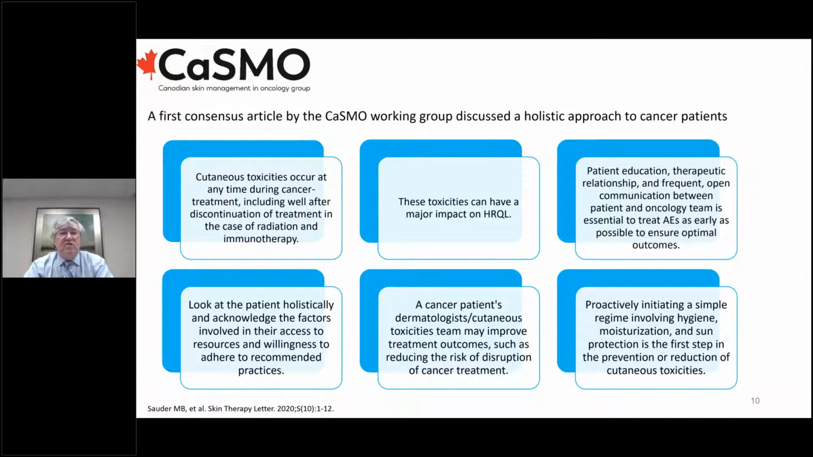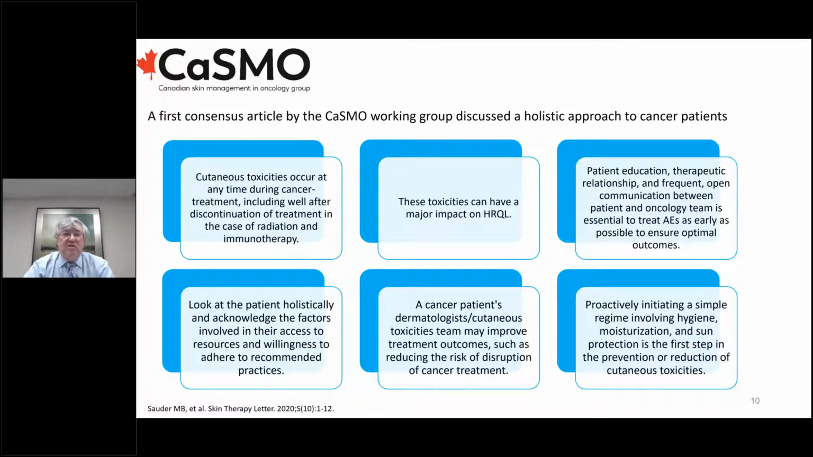So the first consensus article had a lot of just kind of motherhood things in there, talking that these toxicities can occur at any time during cancer treatment, including well after the time of discontinuation of the treatment, whether it be radiation or immunotherapy. We know that these toxicities have a major impact on a person's quality of life. We said that patient education, the therapeutic relationship, and frequent open communication between the oncology team and the patient and the family physician and the dermatologist is very important.